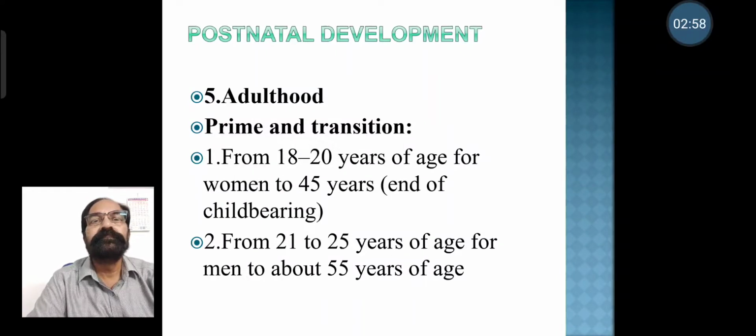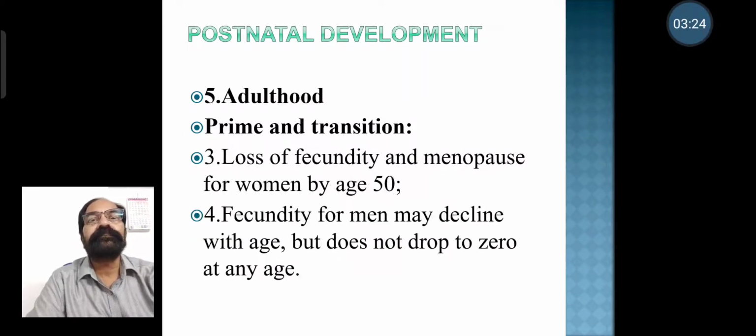Adulthood. It is a transitory type and prime one. From 18 to 20 years of age for women up to 45 years. That is the end of childbearing. From 21 years to 25 years age for men to about 55 years of age. Loss of fecundity and menopause for women by age 50. Fecundity for men may decline with age but does not drop to zero at any age.